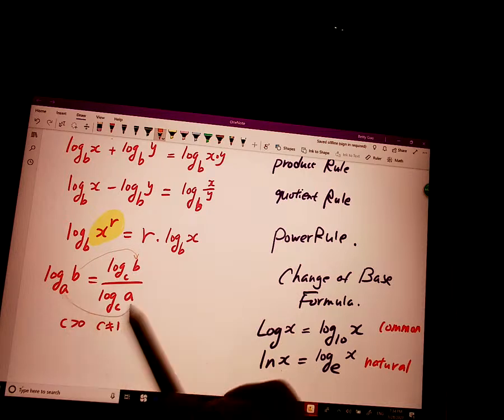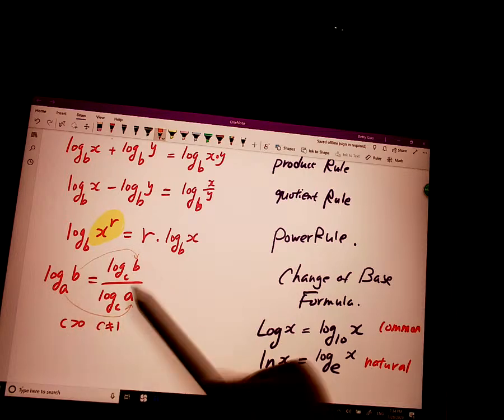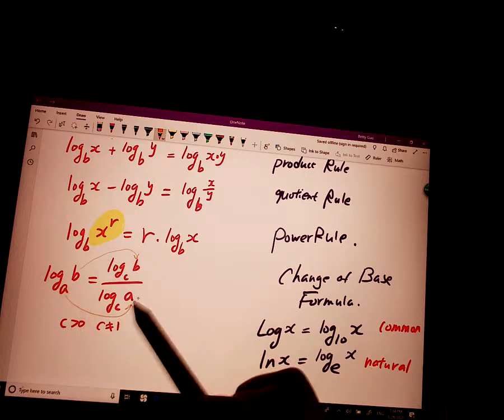On the bottom, the antilog is a. Yeah, be careful with the water. Which one goes on the top, which one goes on the bottom?